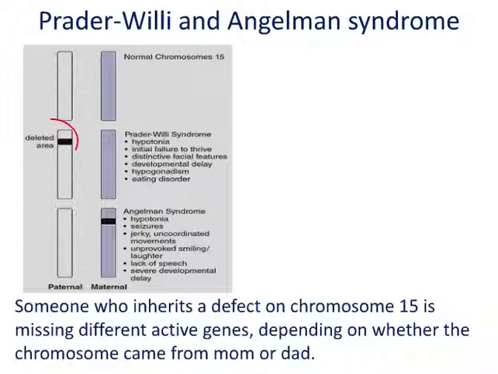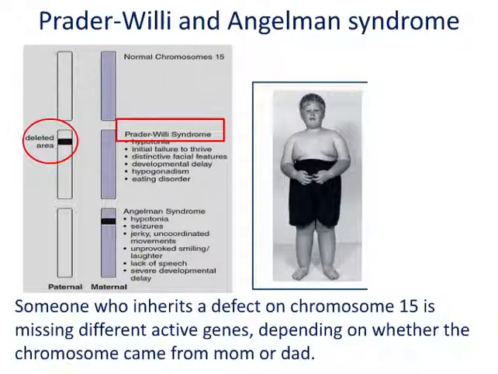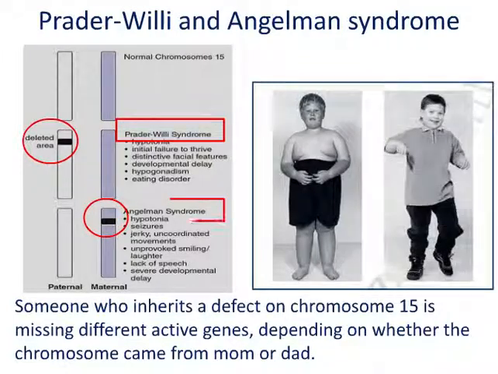If the defective chromosome 15 is inherited from the father, Prader-Willi syndrome is the result. Symptoms will include learning difficulties, short stature, and a characteristic compulsive eating. If the defective chromosome 15 is inherited from the mother, Angelman syndrome will result. The symptoms include learning difficulties, speech problems, seizures, spastic movements, and an unusually happy disposition, hence the name Angelman.